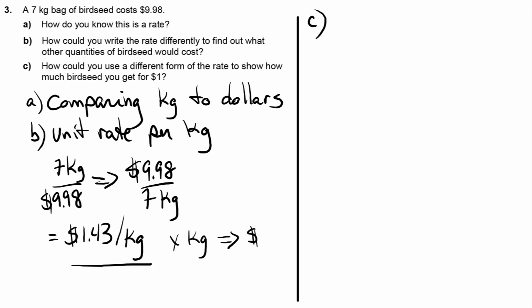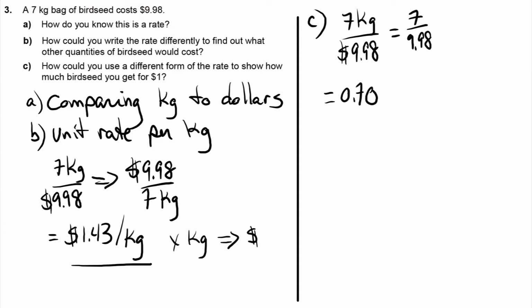To do that, we can stick with the original 7 kilograms per $9.98. This time we're going to do 7 divided by 998. In that case, we end up with 0.70 kilograms per dollar.